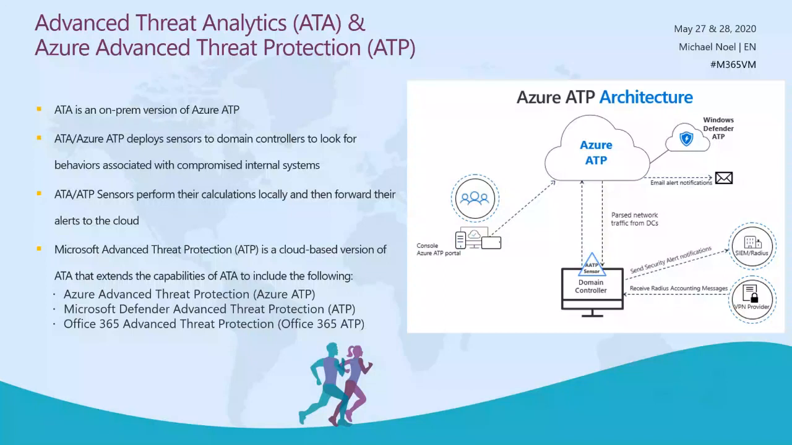And incidentally, there are a couple different versions of ATP. There's what's called Azure ATP. There's also what used to be called Windows Defender ATP, now called Microsoft Defender ATP, because it's not just on Windows now, as well as the Office 365 ATP, and that's part of that overall Microsoft Threat Protection suite itself.